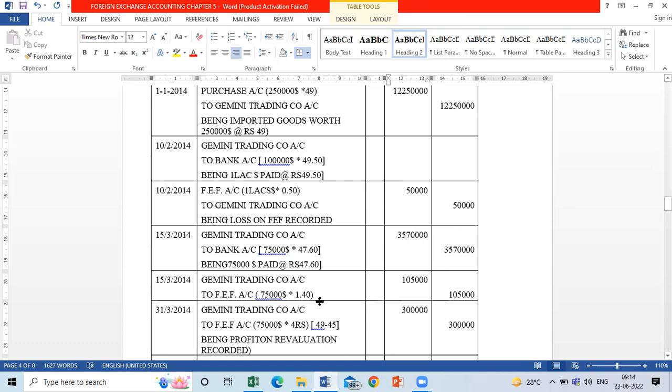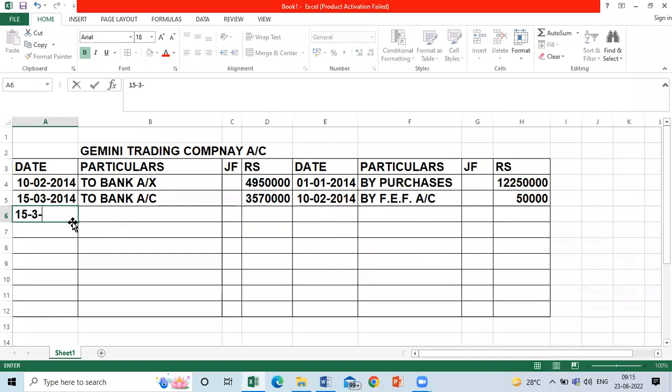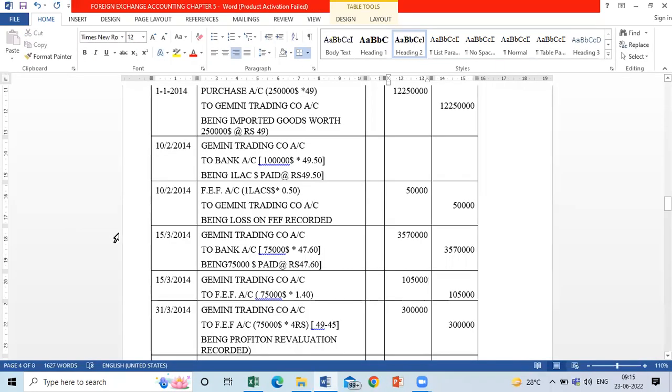In the next entry, you have booked a profit on 15th March. So again it will be 15th March 2014, to foreign exchange fluctuation account, and the amount is this one, 1,05,000.